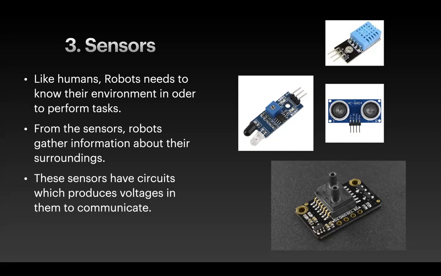And then these sensors have circuits which produce voltages to communicate, right? All of these sensors have to communicate now. They have to tell, okay, this is the temperature. Okay, now this is a line. Okay, now this is the distance. This is the pressure. Likewise, they need to tell the control unit. And how are they communicating? They are communicating with voltages, right?